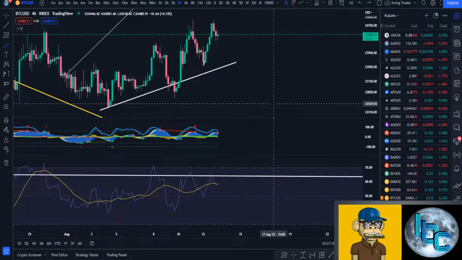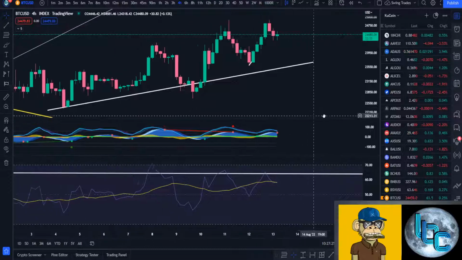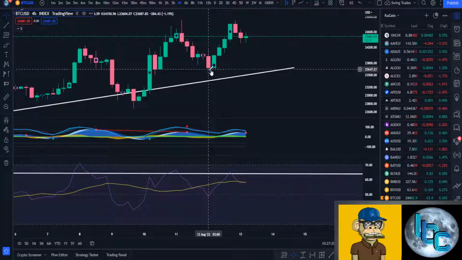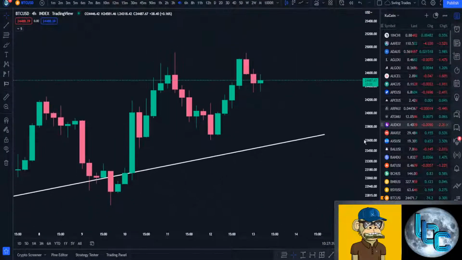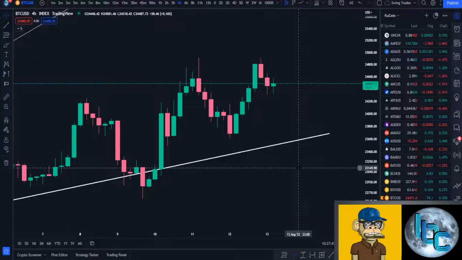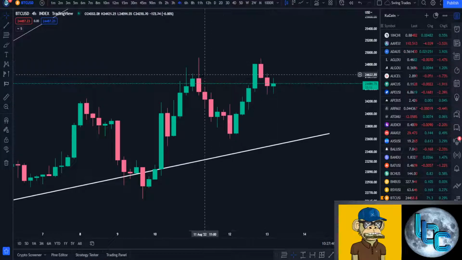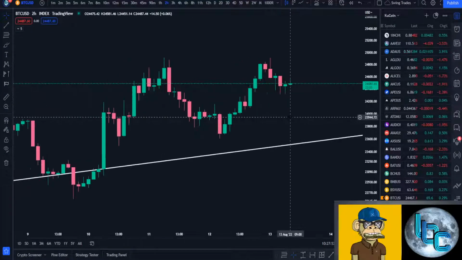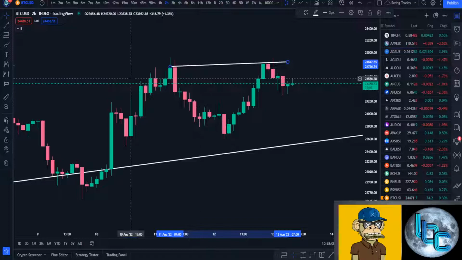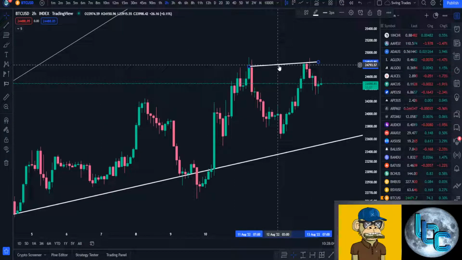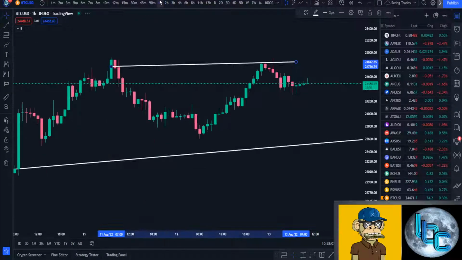Makes sense to me, at least. I don't know. Cup and handle on the 4-hour, says Thesis. Yeah, I can see that. Oh, yeah, I mean, we did come up, but I don't really like the wicks. Let's see what the 2-hour looks like. There we go. 2-hour looks a lot better. I do like that more. But that's just the same cup and handle, isn't it? Isn't that the same one we've been looking at?